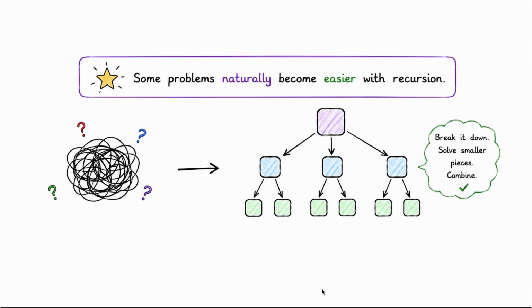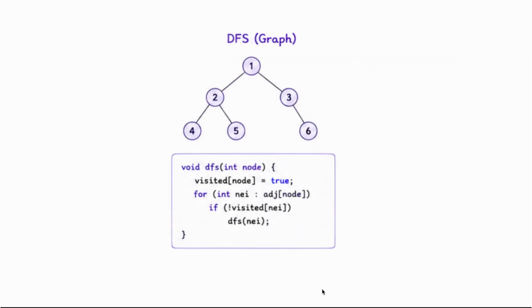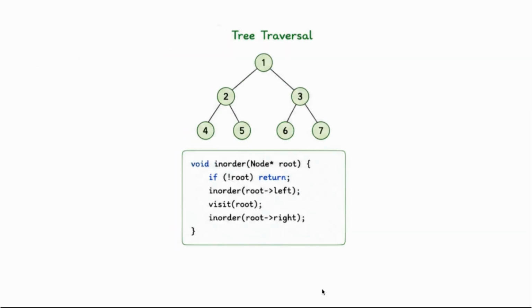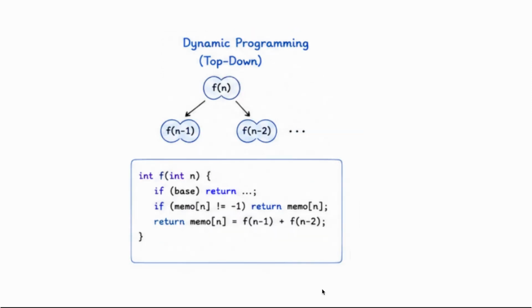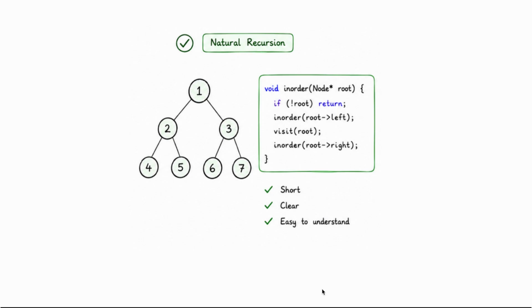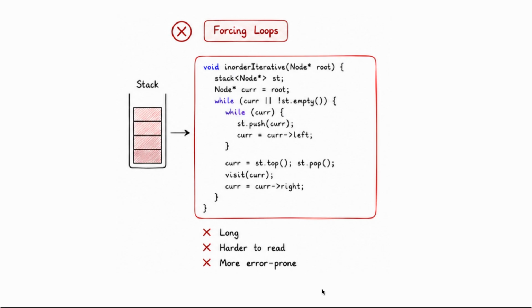And fifth is problem fit. Some problems naturally become easier with recursion. For example, DFS, problems related to tree traversal, quick sort, backtracking, permutations, dynamic programming, right? So if you try to force loops there, it can make your code very ugly, right?